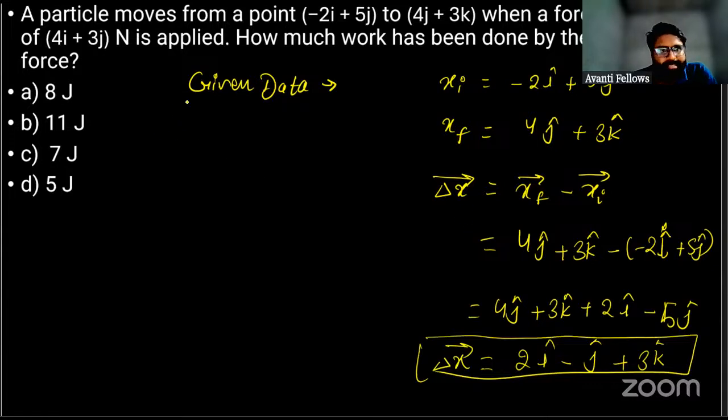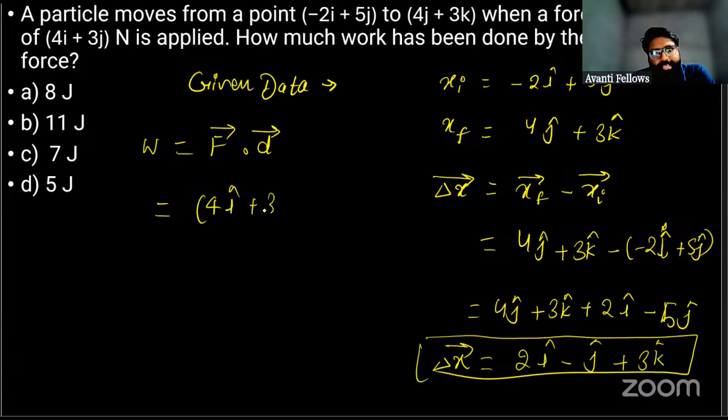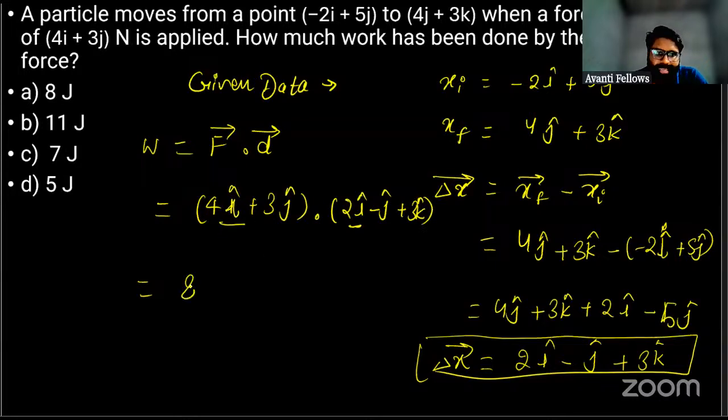Now we know that work done is given by F vector dot D vector. This is the dot product. F vector is what? 4I cap plus 3j cap. Clear? Dot product with displacement vector, which is 2I cap minus j cap plus 3k cap. Now it's very easy to have a dot product between two vectors. Only the component which is present in both, you have to multiply the coefficient of these vectors. So here I is present in this, I is also present. So we take 4 times 2, which is 8.